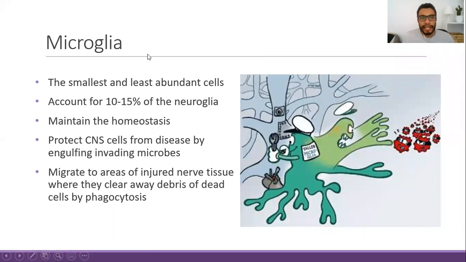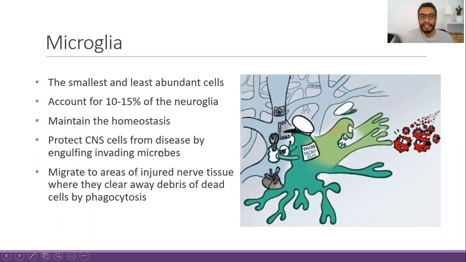And finally, we have the microglia, which constitute the smallest and least abundant cells in the central nervous system neuroglia. They account for approximately 10 to 15% of the neuroglia. They are responsible for maintaining homeostasis, so the equilibrium of ions as well in the external environment of the central nervous system. They protect the central nervous system cells from disease by engulfing invading microbes.